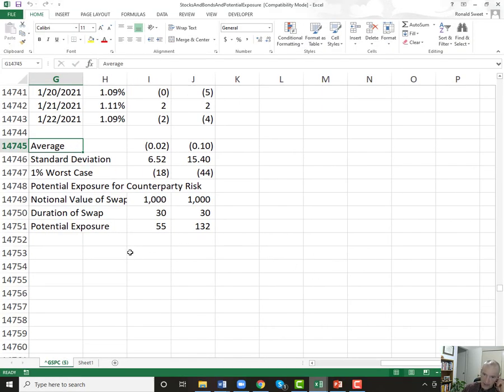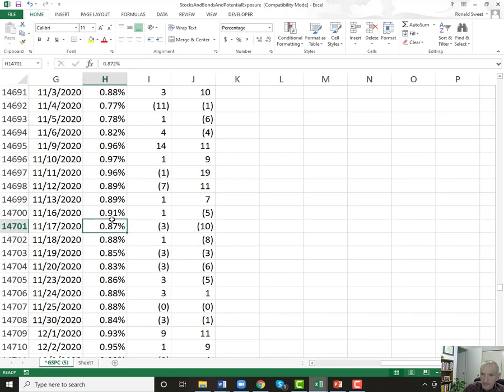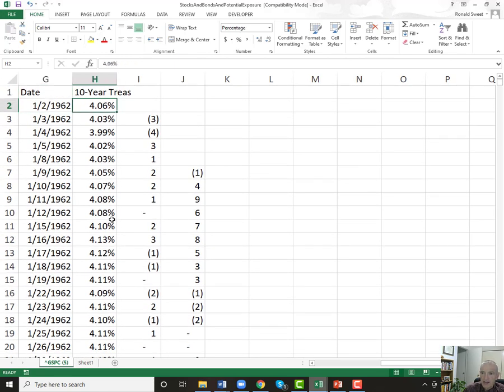So last class, I brought in the 10-year Treasury yield. This is the 10-year Treasury back to 1962. And I took the change in interest rates in basis points. Remember, a basis point is 1/10,000th, or 1 basis point is 0.01%. So 100 basis points is 1%. So that's 3 basis points, 4 basis points.